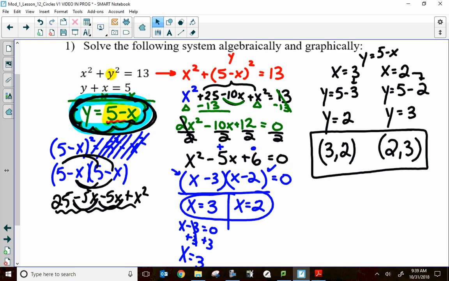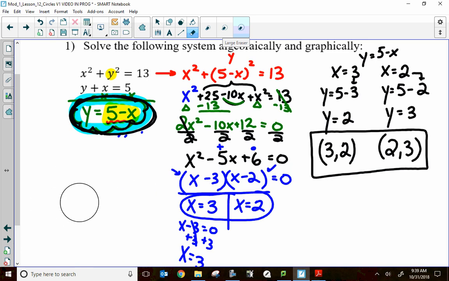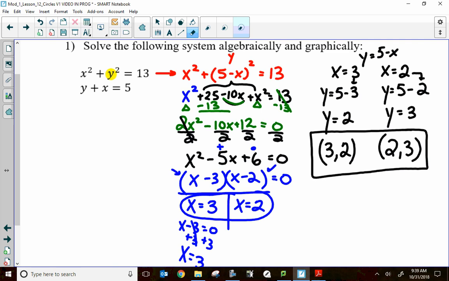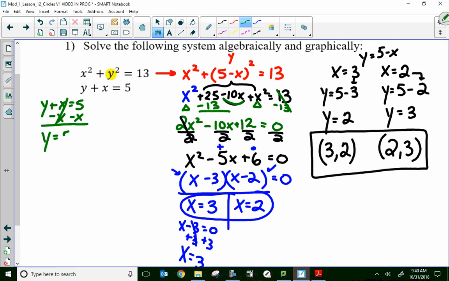I would like to show you how to do this graphically. I've got to set these both equal to y. Okay, so I'm going to erase the left side of the board here. When we graph things in our calculator, they're y equals. This one right here, y plus x equals 5, that's real easy to get the y alone. y equals 5 minus x.